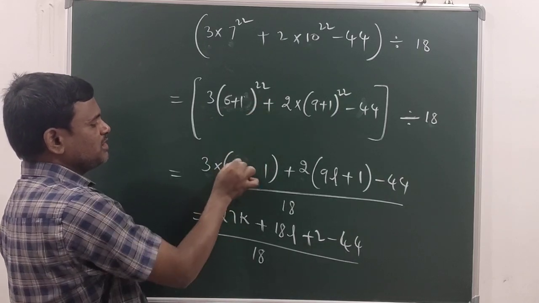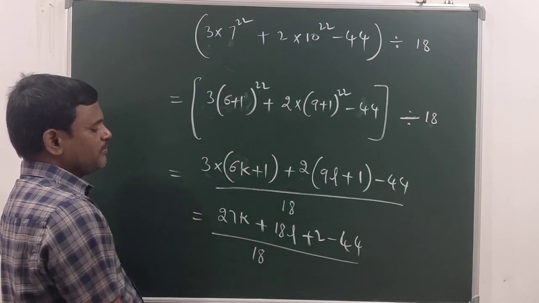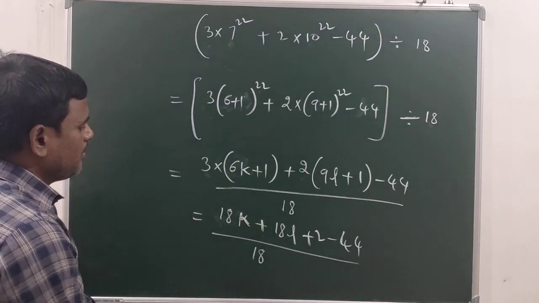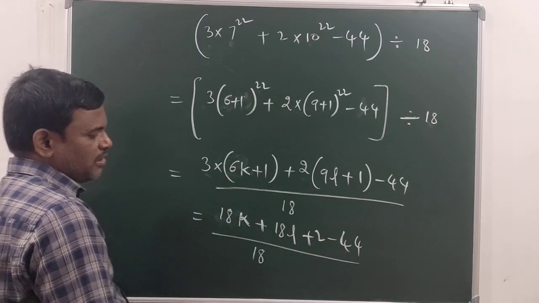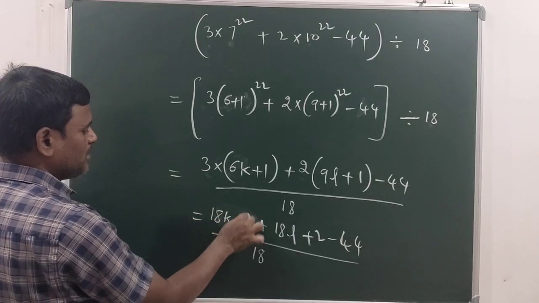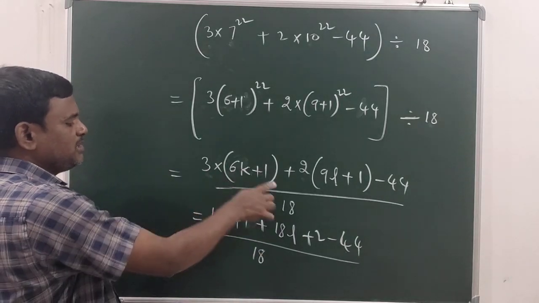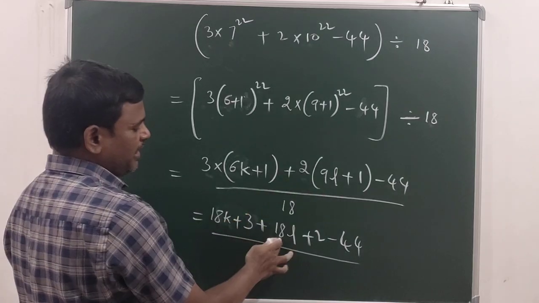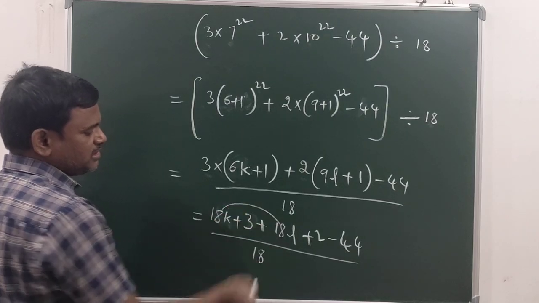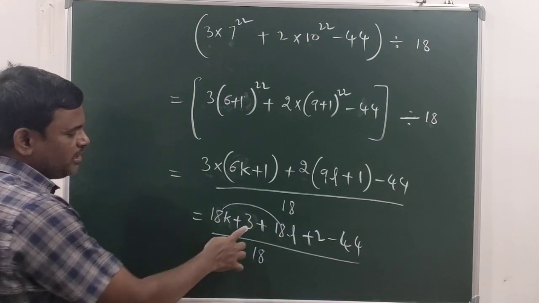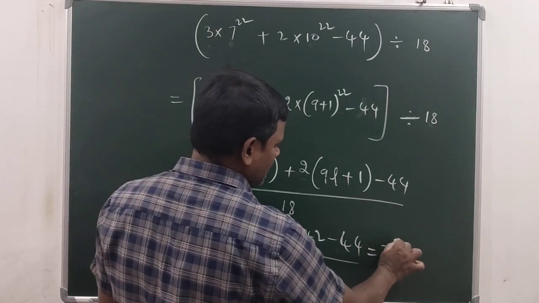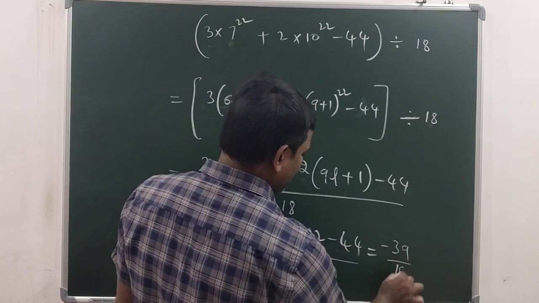So here 6K plus 1 you will get. So finally 18K plus 18. So here 18K plus 1 you will get, 18K plus 3. Here also 18L plus 1. Yes, it is correct. Now this is divisible by 18. Here 3 plus 2 is 5. So 5 minus 44 is minus 39, minus 39 divided by 18.